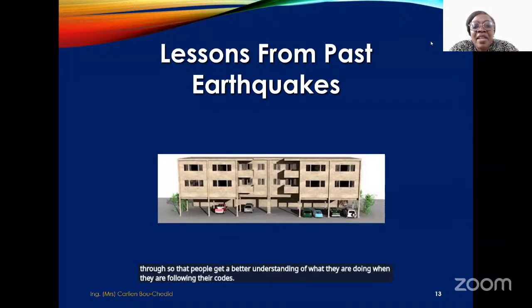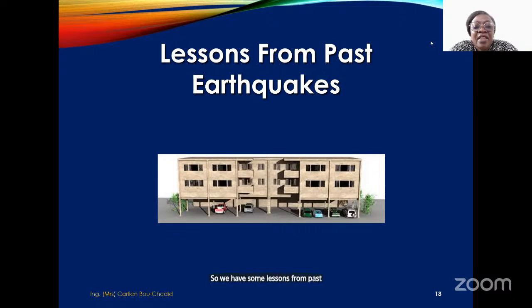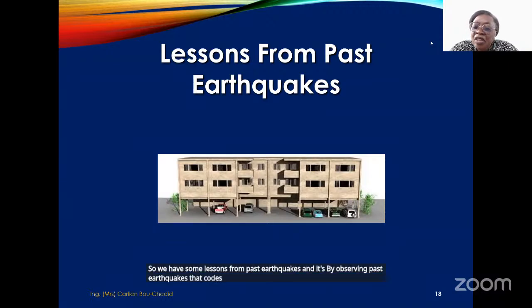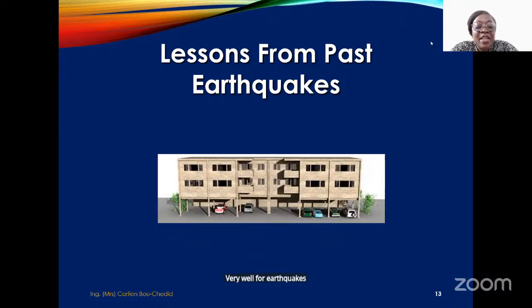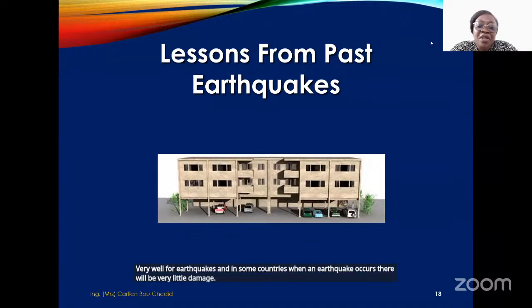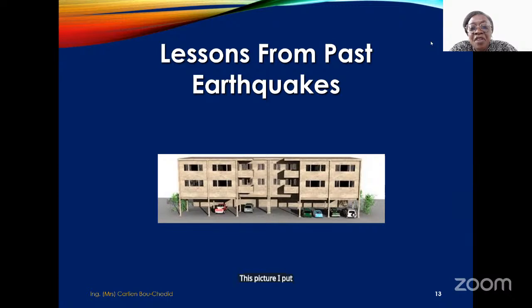So we have some lessons from past earthquakes, and it's by observing past earthquakes that codes have been developed and improved to the stage we have now, where I believe the world is fairly certain that it knows how to design buildings very well for earthquakes. In some countries, when an earthquake occurs, there'll be very little damage. In fact, the damage may be limited to old buildings and structures that have not yet been built to modern codes.